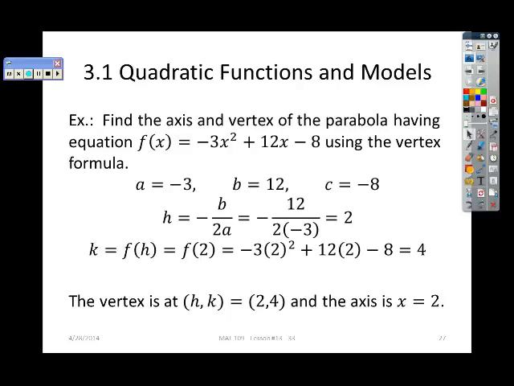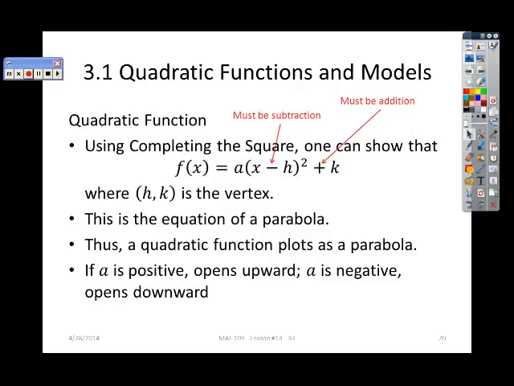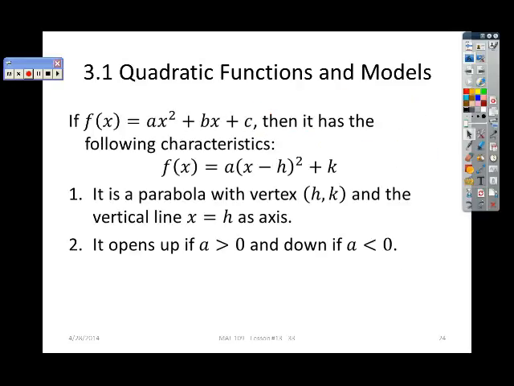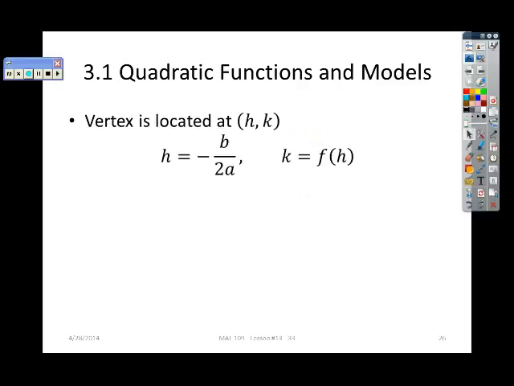So this is an easier path to follow if all you're asked to do is locate the vertex and determine the axis of symmetry. If you're just asked to find the axis of symmetry, you have to find the vertex to find it. So this is still the easiest way to go. That's when you're starting from a general form of the equation. If you're starting from this form, then you don't have to do any of that. You can just read h and k and set x equals h, and that's your symmetry.